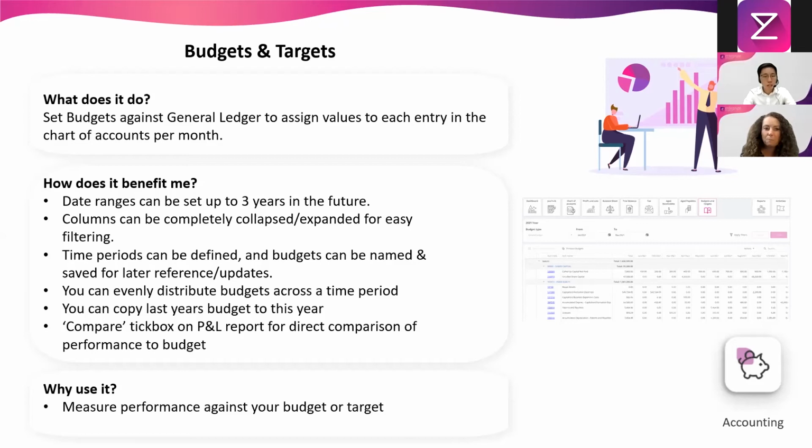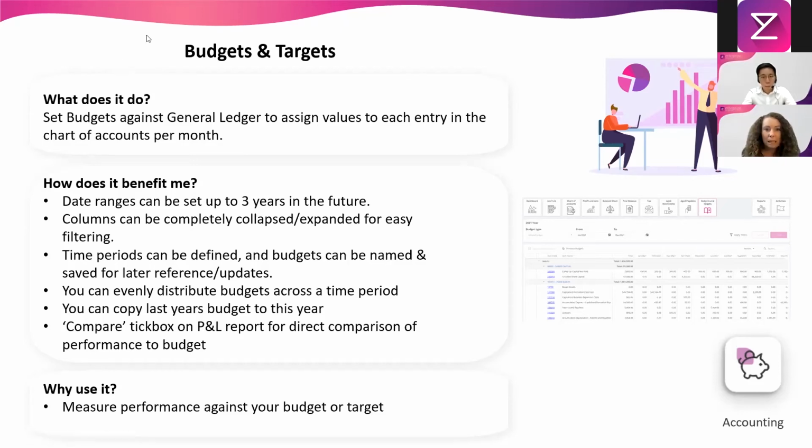So you can see that you can simply track that information within Enterprise. Date ranges can be set up to 3 years in the future. The columns can be completely collapsed and expanded for easy filtering. Time periods can be defined. You can distribute across periods, which I've mentioned. You can just do ad hoc, whether you want to do this month and then 2 or 3 months' time and put in a value for that. Perhaps there's an expenditure that's only relevant once a year. You can copy last year's budgets to this year. And I've mentioned already that there's a compare box within the P&L report for comparison purposes.